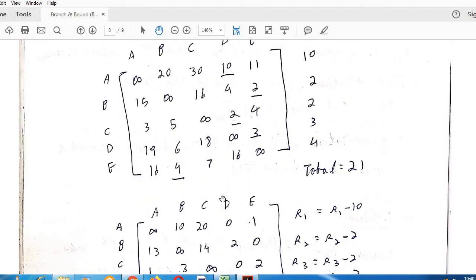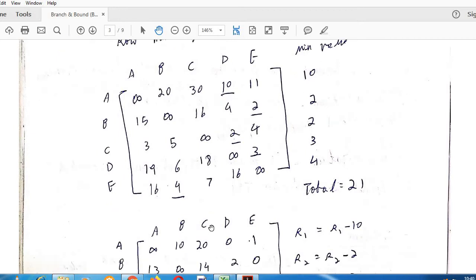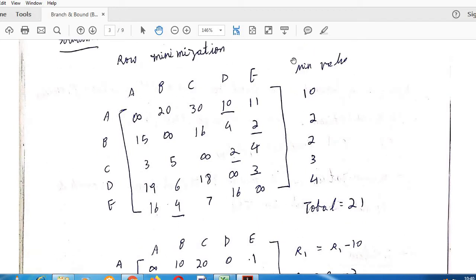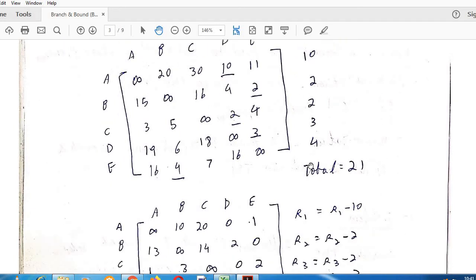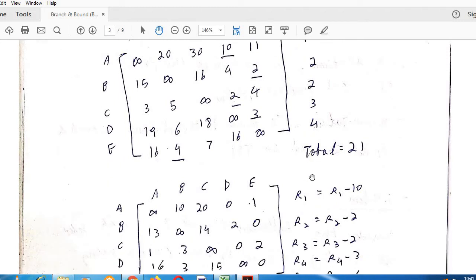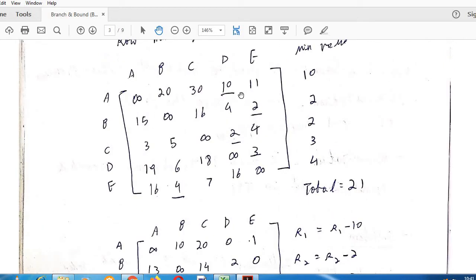Then I have to reduce the matrix. This is row minimization, where I will be finding out the minimum value in each of the rows. After finding the minimum of each row, I have to construct what is known as the reduced matrix. To construct the reduced matrix, I have to subtract the minimum value from all these values. Each row element should be subtracted by that particular row's minimum value.